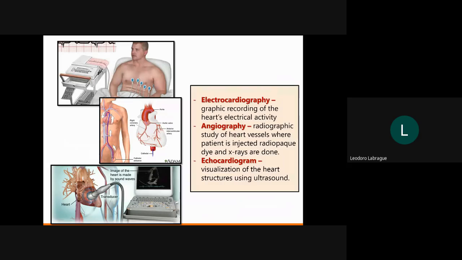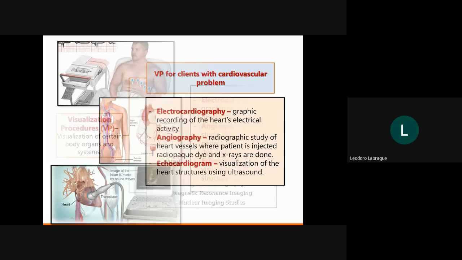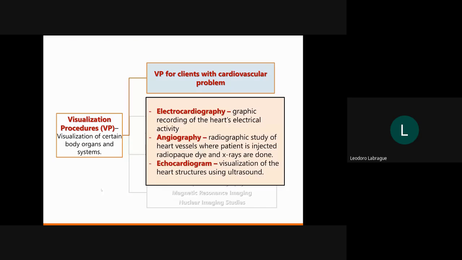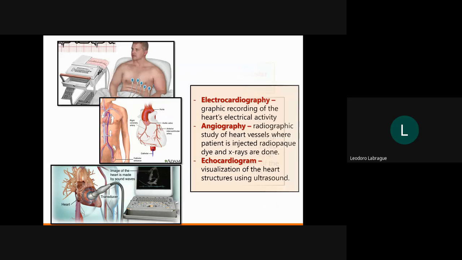These are visualization procedures to see if your patient has a cardiac problem. We have visualization procedures for the gastrointestinal system. We have visualization procedures for the urinary system. At this point, visualization procedures for the cardiovascular system, the heart. How do we know if the patient has a problem with the heart? Through visualization procedures. I know you are familiar with this.